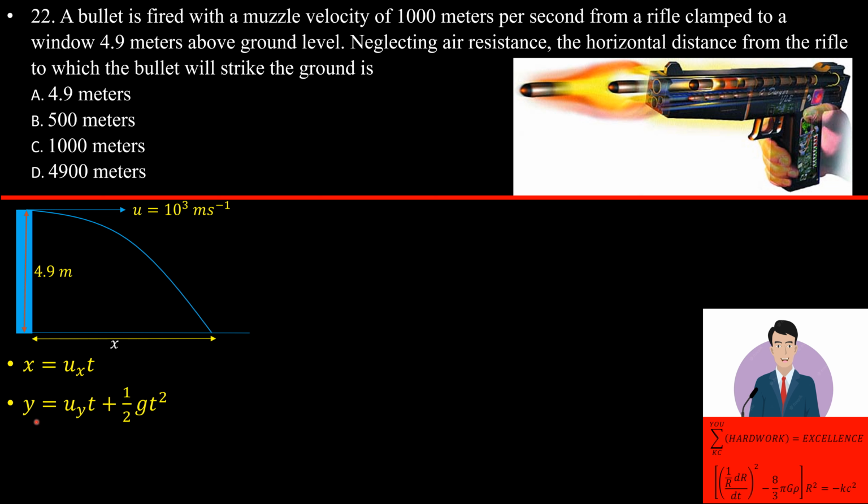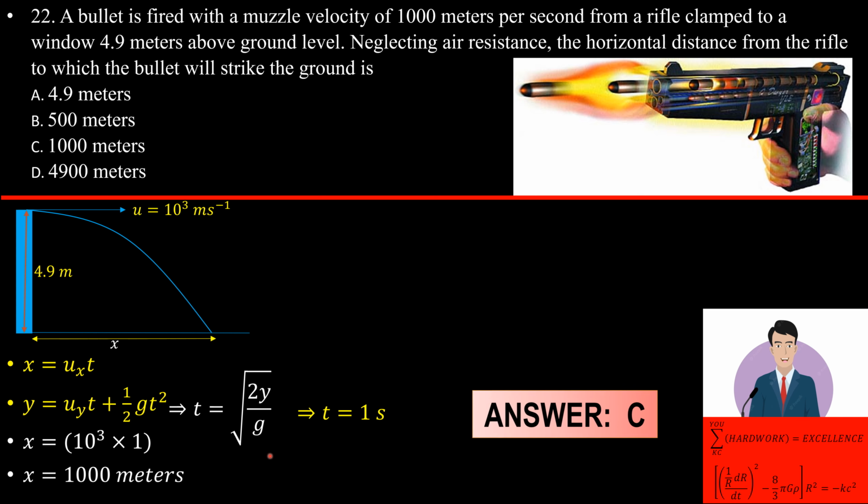And now in the vertical plane, your displacement takes the full equation of motion that describes displacement. Because our uy is 0, that's what makes this equation like this. So if our uy is 0, we can make t the subject here, so t equals the square root of 2y over g. You substitute y, which is 4.9, and g, which is 9.8, and you get your answer as 1 second. Now for our x, we take this back and substitute in here. Our ux is the speed of the bullet, so you multiply that with our time, which is just 1 second. So basically you have 1000 meters, and so our answer is C.